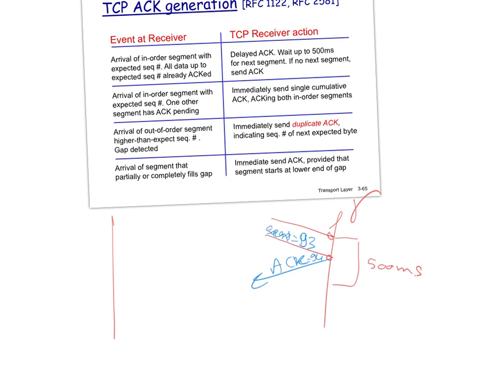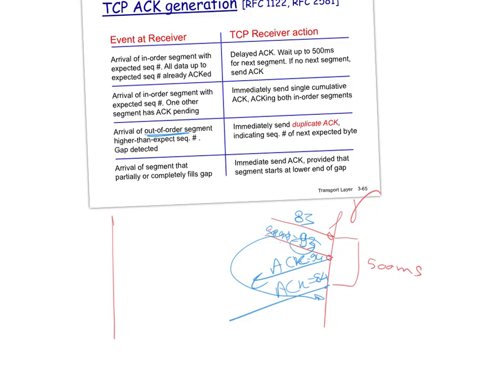Okay? Let's say this is 83. If this one was delayed and came after 500 milliseconds, in that case I will send the acknowledgement with 84. And it's only two. I will not wait within 500 milliseconds to receive three or four. No. Once I receive the second one, I will send the acknowledgement. So it's either one or two. That's it. Is that clear?